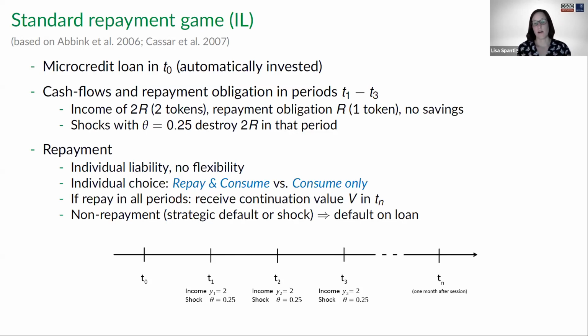If they repay in all periods, so there's an incentive for repayment, they receive a continuation value down the road, which symbolizes the value of the future relationship with the bank. If they don't repay, and there's no distinction between whether you choose not to repay or whether you face an income shock, then the bank considers the borrower as defaulting on the loan, and the borrower will not be able to receive this continuation value.